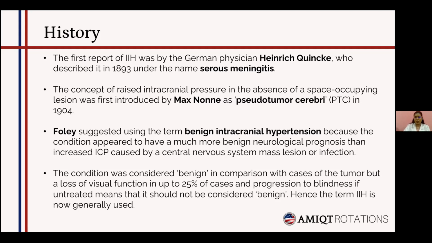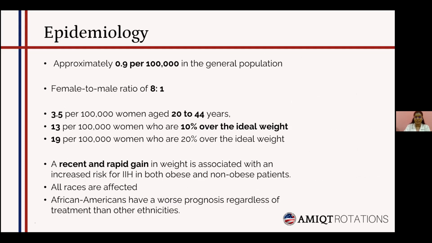Later on, Foley coined the term benign intracranial hypertension, but we no longer use the term benign as this condition is associated with loss of vision in about 25% of the cases. So now it is replaced with the term idiopathic intracranial hypertension.